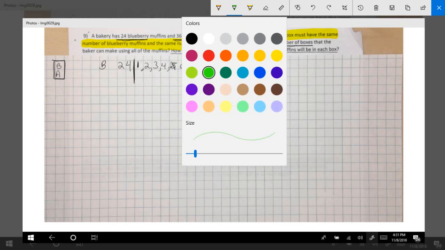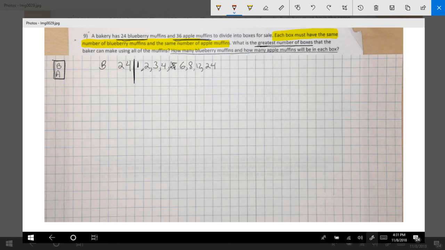Let's switch over to apple. Choose an apple color. How about red? Red's an apple color. And I could say, okay, apple. There's 36. How about this, guys? I'm gonna bump it down one notch just to keep everything clear. Okay. So apples, 36. So once again, I could make one box of apple muffins.